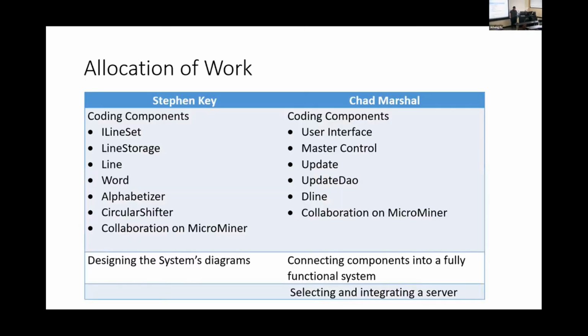All right, first of all, I'll talk about the allocation of work. What I did was I made the line set, line storage, Alphabetizer, circular shifter, some of the micro-minor components, and I also designed the diagrams for the system. And I made the user interface, part of the master control. I also linked the MySQL database to the Java application and also the Tomcat server as well. And a little bit of the micro-minor.